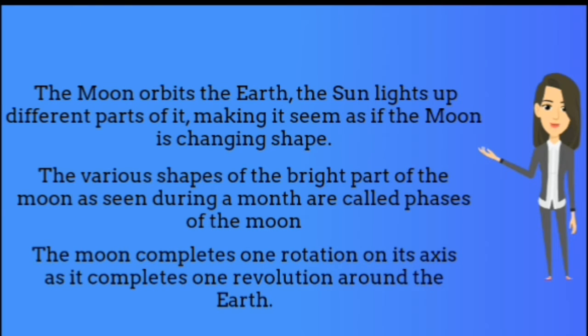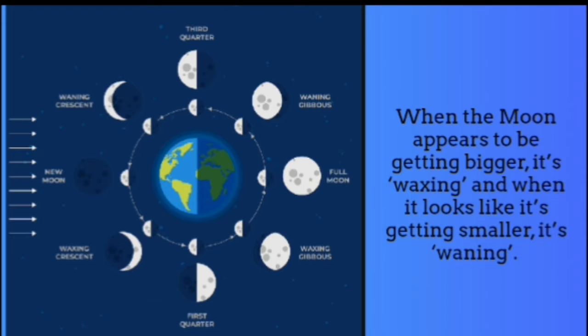The moon orbits the Earth. The sun lights up different parts of it, making it seem as if the moon is changing shape. The various shapes of the bright part of the moon as seen during a month are called phases of the moon. The moon completes one rotation on its axis as it completes one revolution around the Earth. Now, let us learn about the different phases of the moon.